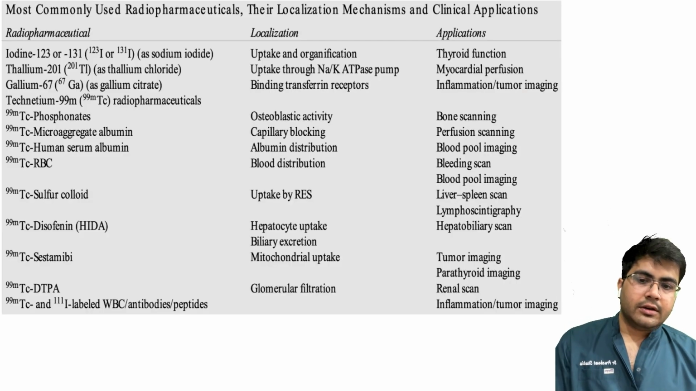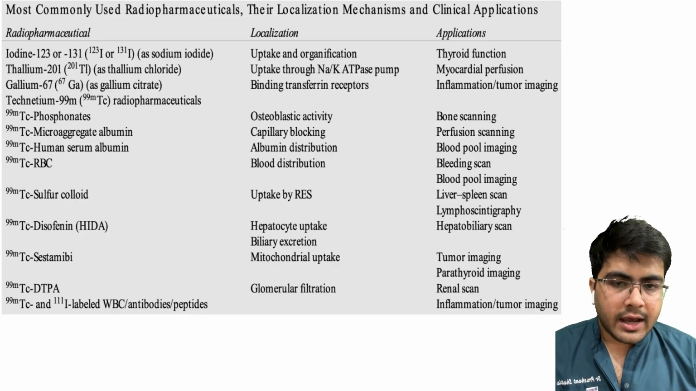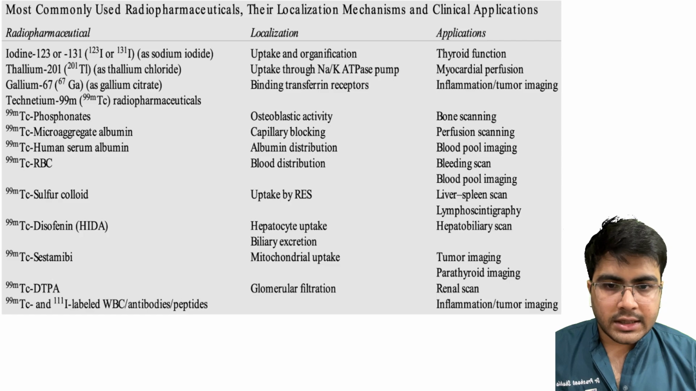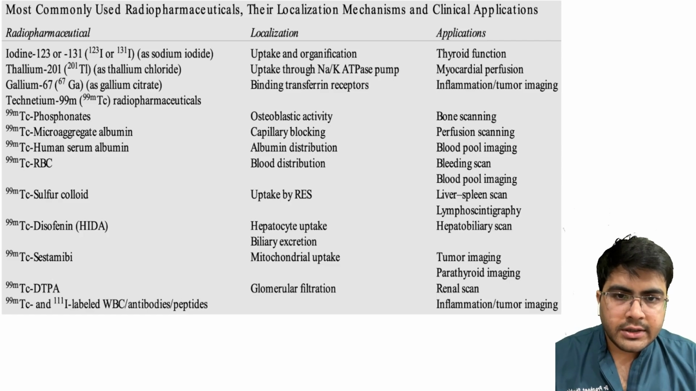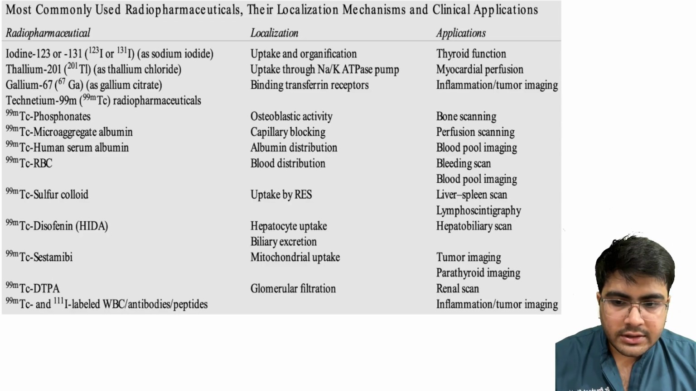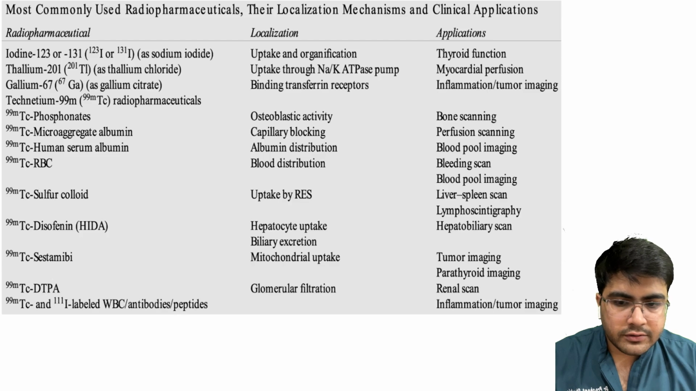So the most commonly used radiopharmaceuticals, their localization mechanism and clinical application have been described. Iodine 123 and 131 are used for thyroid function. Thallium 201 is used for myocardial perfusion. Then the most commonly used radiopharmaceutical or isotope is technetium 99. We have lots of uses of technetium.